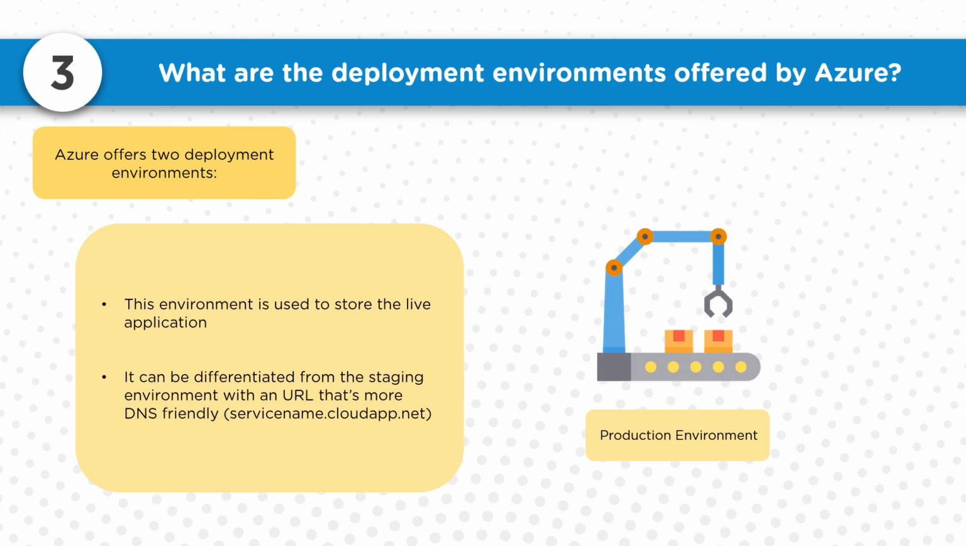And for production environment, this is the live production environment that's serving customers' requests, that's serving the customer content. It can be slightly different from the staging environment in a way that the URL that's used to identify the production environment is more often a DNS friendly name, like the name of the actual service.cloudapp.net. That way it differs. In case of staging environment, you have a custom name right before it, so the custom name and then the cloudapp.net, but in this case you get the direct service name as the name of the URL. So this is the live production environment, which receives, handles and serves customer traffic.